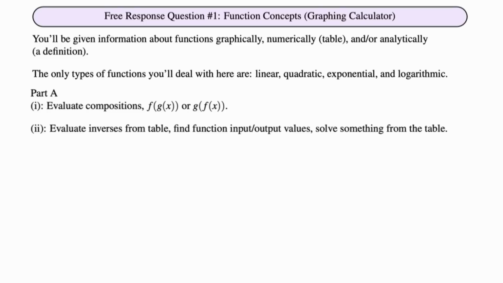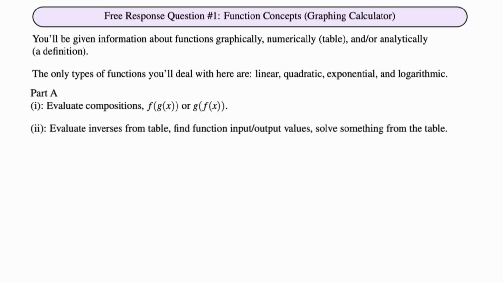The first part of this question, I should mention, you're only going to have to deal with linear, quadratic, exponential, and logarithmic on this. It says that in the description of the FRQ. So part A, you're going to have to evaluate a composition. It could be f of g of x, g of f of x. Might they vary that up at some point? Maybe, but they haven't really in the past.